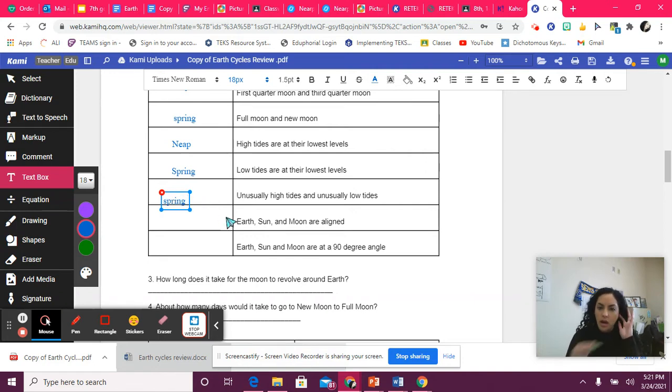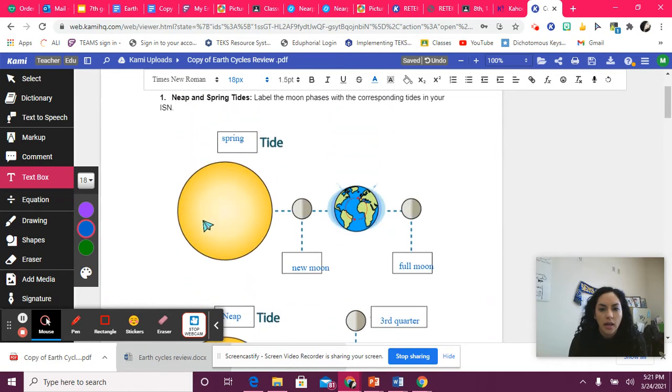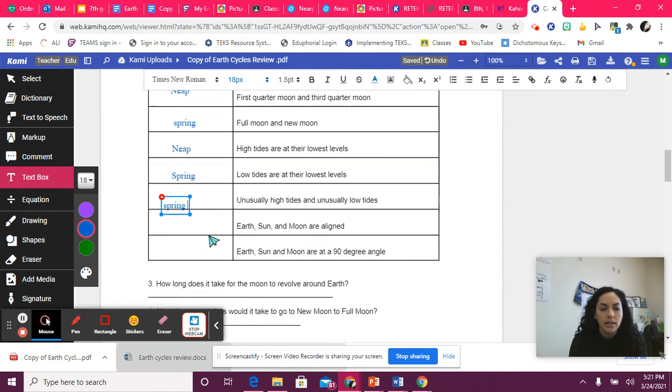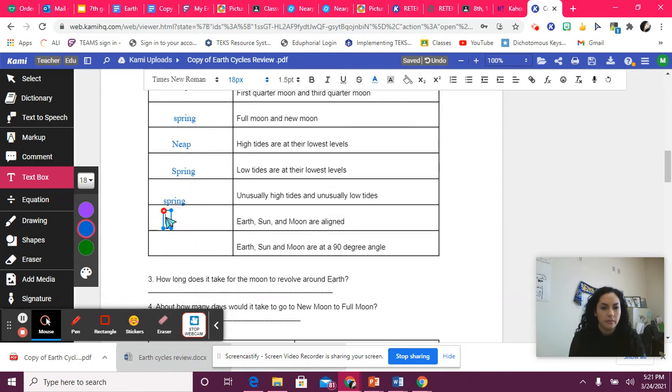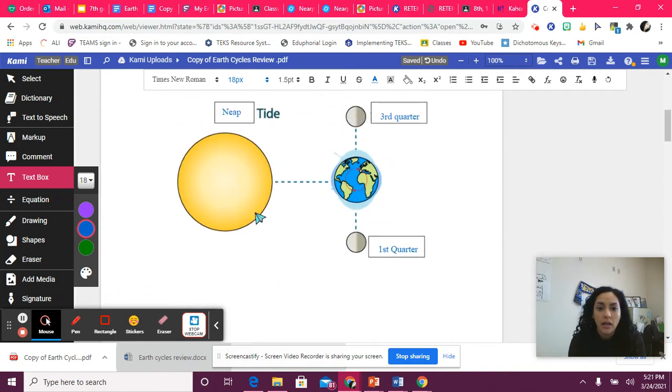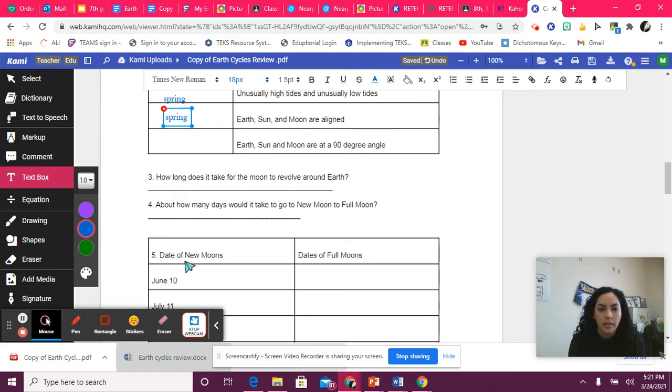Earth, sun, and moon are aligned. They work together. That is a spring tide. Okay. Earth, sun, and moon at a 90-degree angle. Neap tides.